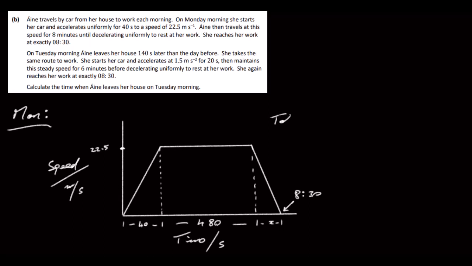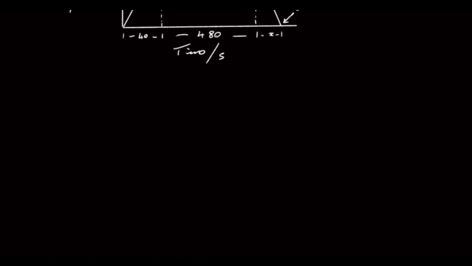Let's look at the total time that she spends traveling. Well, she travels for 480 plus 40, that's 520, plus another X, which we don't know, so that many seconds on Monday. Let's have a look now at Tuesday.